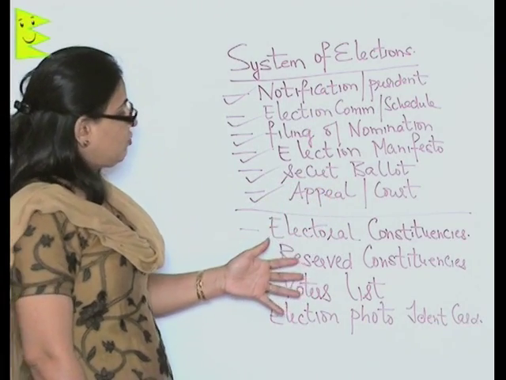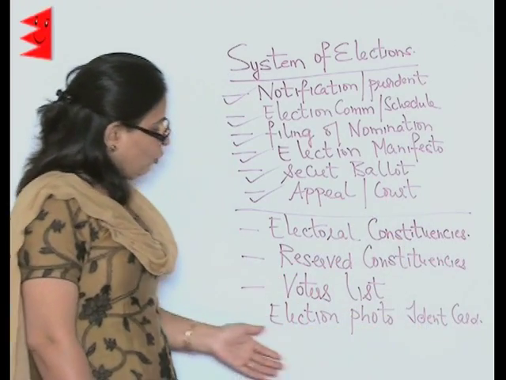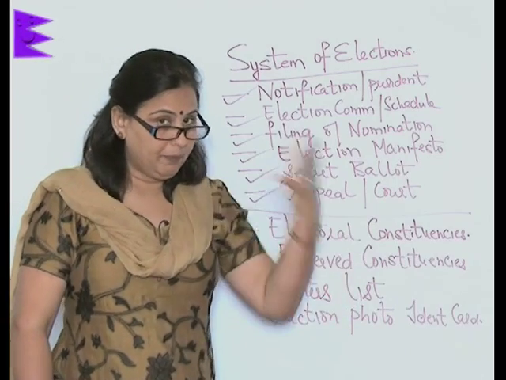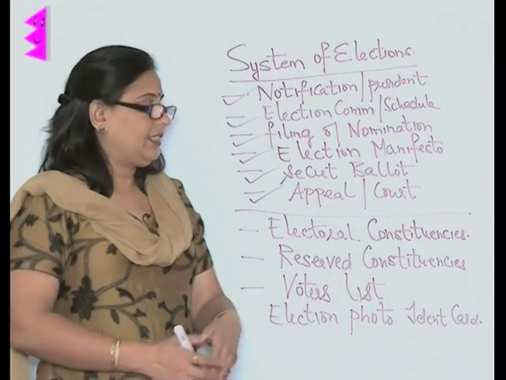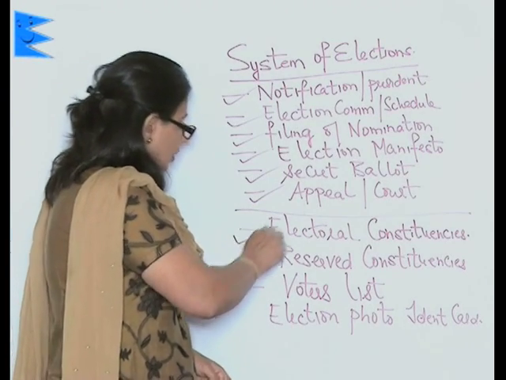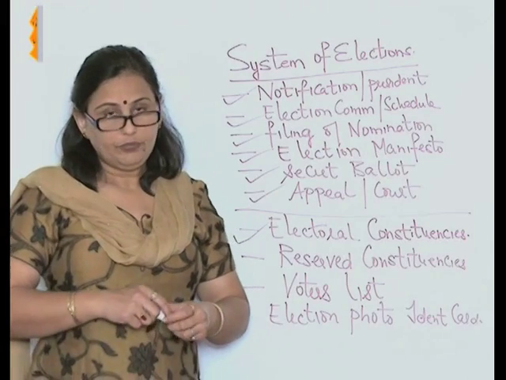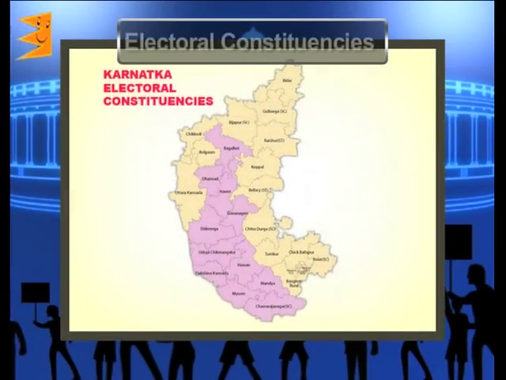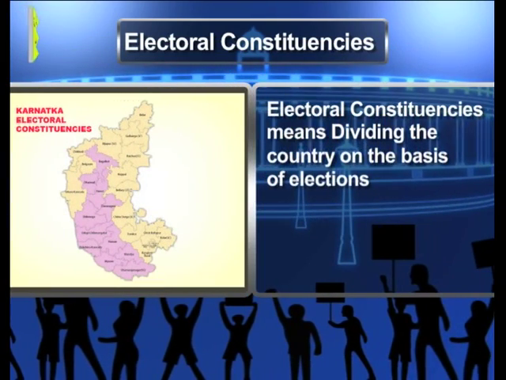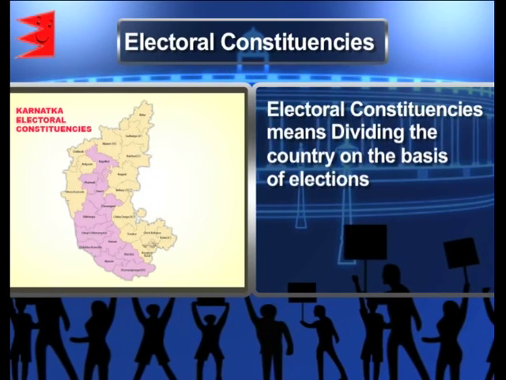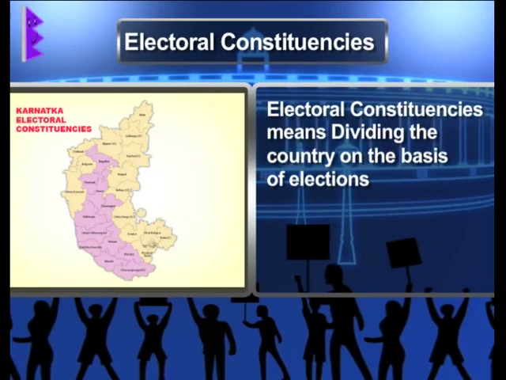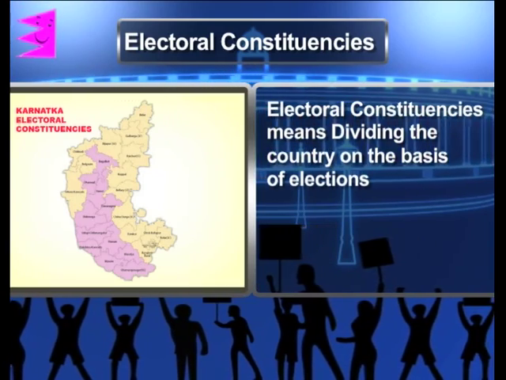But now let us try and understand in more detail as to what all happens in the country, how the country gets divided, how the people vote, what all in details. So, first thing that we will understand is electoral constituencies. Now, electoral constituencies simply means dividing the country on the basis of election so that the people can vote in for their MLAs and MPs.